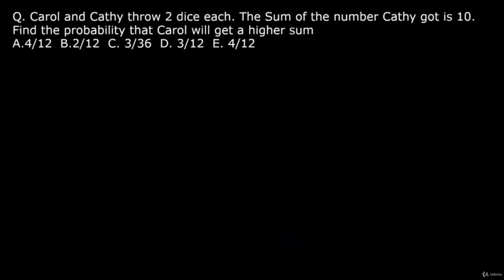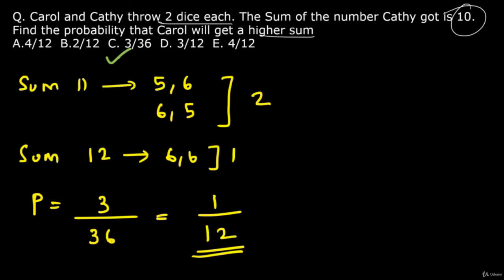Let's read the next question. Carol and Kathy throw 2 dice each. The sum of the numbers Kathy got is 10. Alright. Find the probability that Carol will get a higher sum. Alright. What's the answer to this question? The correct answer is option C, that is 3 by 36.